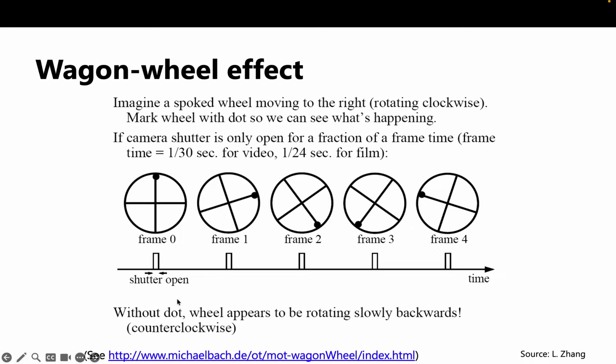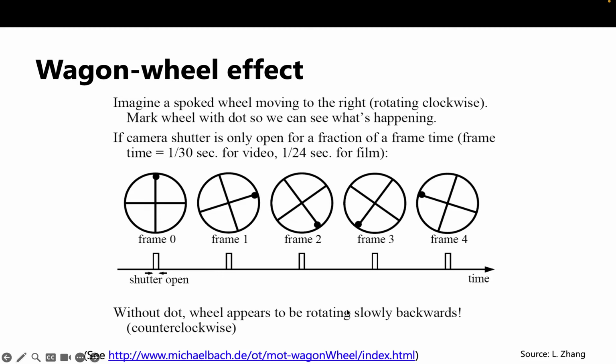And then without the dot, if you look at this process, the wheel will appear to be rotating slowly backwards or counterclockwise.